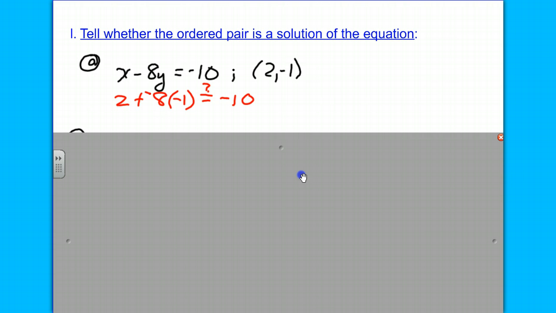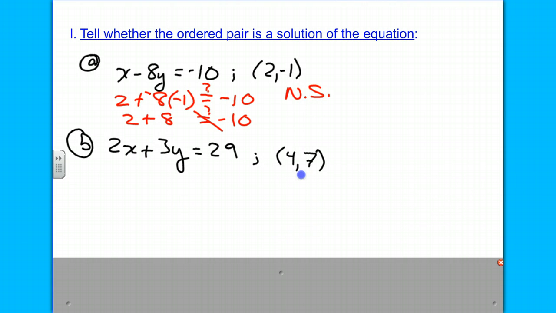What is negative 8 times negative 1? Positive 8. So we have 2 plus 8. Does that equal negative 10? No. It actually equals what? 10. Positive 10. So this is not a solution. And you can abbreviate it that way. NS, not a solution. Okay? So maybe (2, -1) is a solution of some other equation, but not this one. It will not be true here.